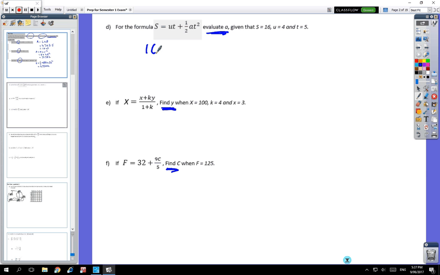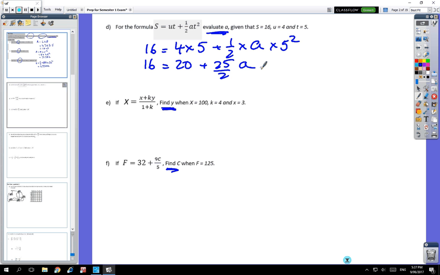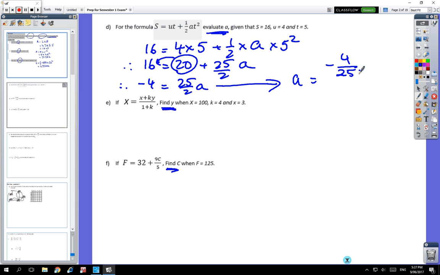Okay, so we've got 16 equals 4 times t, which is 5, plus a half times a, which I don't know, times t squared. So 16 equals 20. Okay, a half of 25 is 25 over 2a. Okay, so next step would be, this is going to be a negative number, it looks like. Take the 20 across the other side, so we've got minus 4 equals 25 on 2a. And then to get rid of the 25 on 2, we just do minus 4 divided by 25 on 2. Okay, just divide by the coefficient. And that answer equals negative 0.32. Okay, so it doesn't say to transpose, so just plug the numbers in and see what happens.